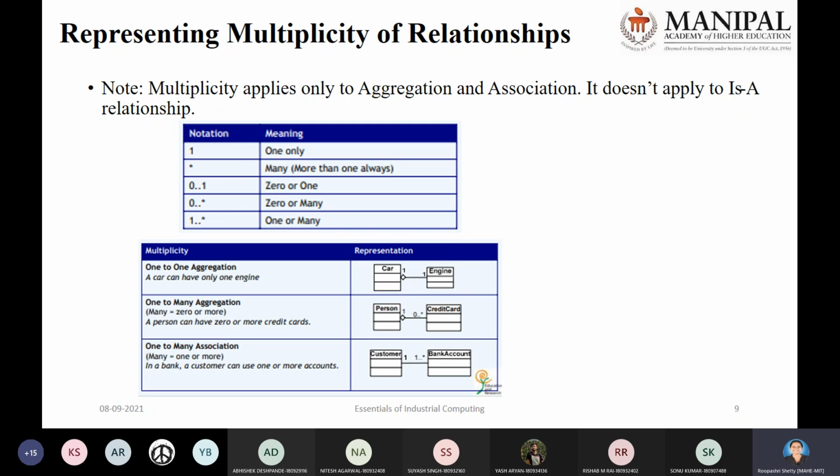And the last one is one-to-many association. One customer should have or uses one or more bank accounts. He cannot have 0 bank accounts to be a customer of that bank. He should have at least one bank account. That is why a customer can use one or more bank accounts of a particular bank. So that is one-to-many association. So these are the multiplicities you are supposed to mention when you are drawing the class diagram and representing aggregation and association.